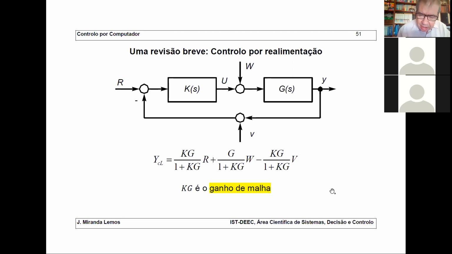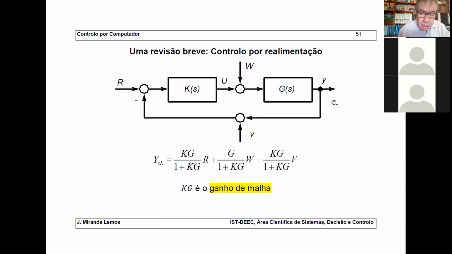And I think that some of you remember this, some other of you do not remember. So let's look at some very simple mathematics. So let's compute the transfer function between Y and the signals that are inputs to this feedback loop. And we have 3 signals: the reference, of course, then the disturbance W, and the noise V. Okay? So how can we compute this?